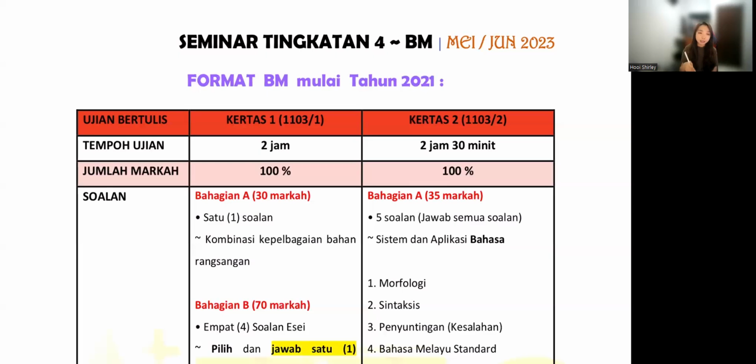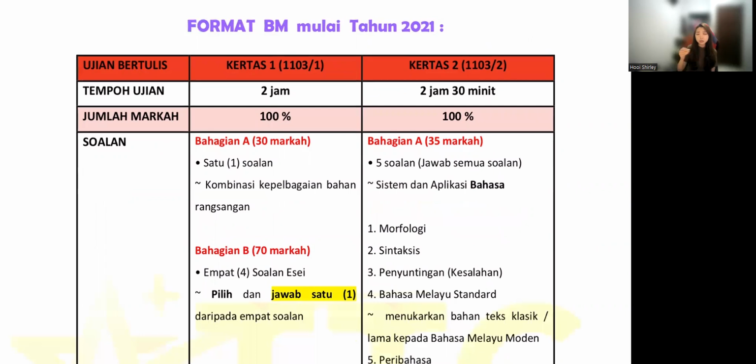But right now for SPM, Kertas Satu ialah karangan, lepas tu Kertas Dua akan uji kamu punya kata bahasa. Each paper carries 100 marks. Kertas Satu is mainly on the karangan parts, but it has been split into two parts, Bahagian A and Bahagian B. Bahagian A is the karangan bahan rangsangan, which means the short essay.